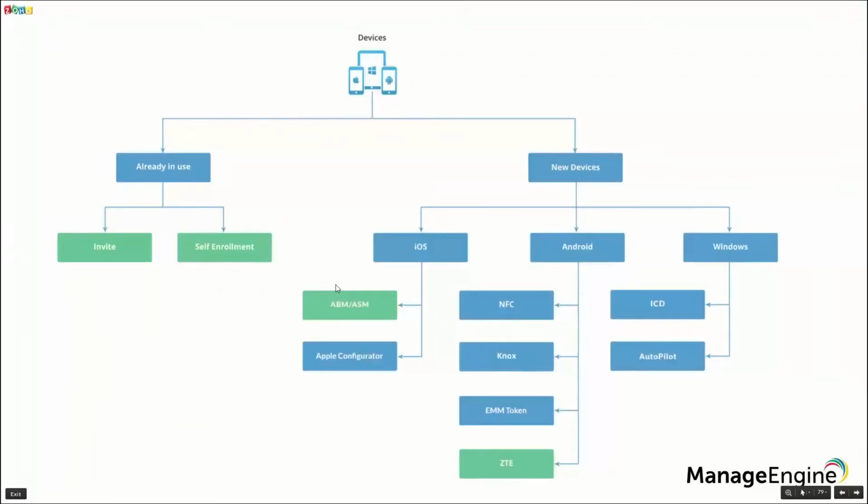So to give a quick recap on the enrollment methods discussed in this webinar, you have two methods for the devices which are already in use, either a BYOD device, or even if it's company owned, the devices are already distributed and there is no way you can format the phone and provision them again. Then you can follow the email invite or SMS invite technique, if not, the self-enrollment. And for the corporate devices, either a new device or a corporate owned device where you can format and then provision them, these are the enrollment methods we have. For iOS, we have ABM and Apple Configurator. For Android, we have NFC, Knox, and EMM token.